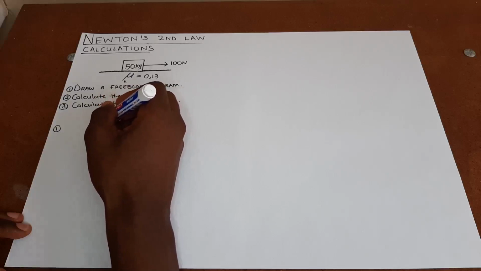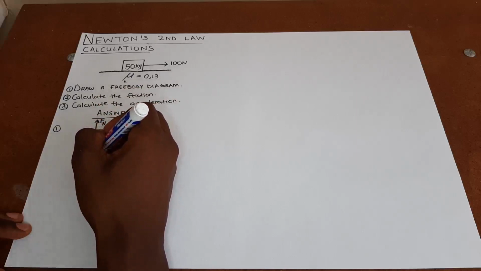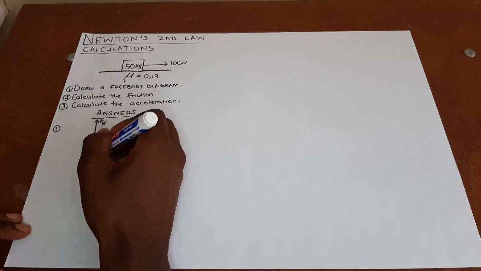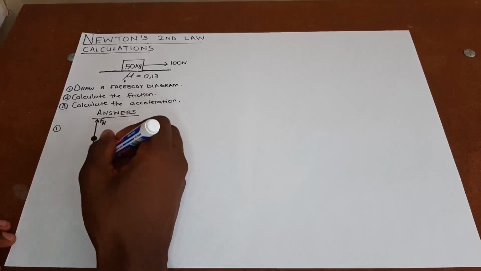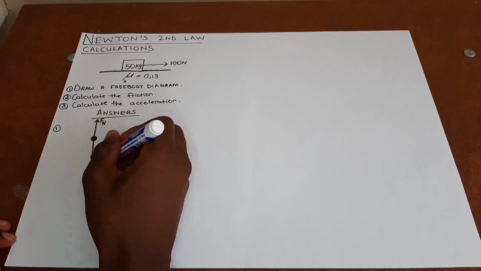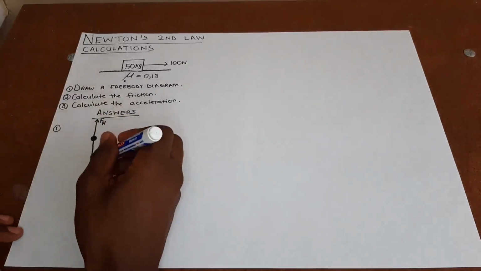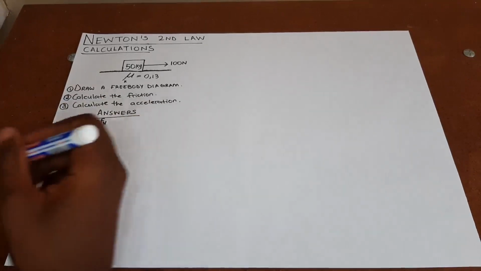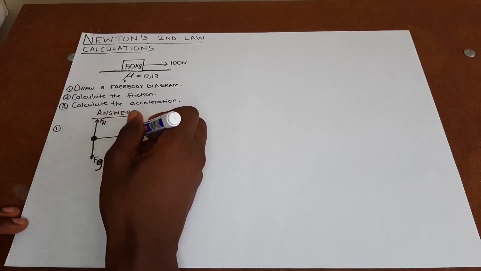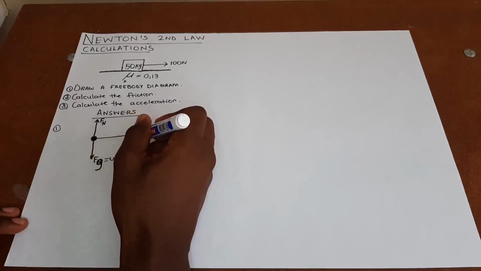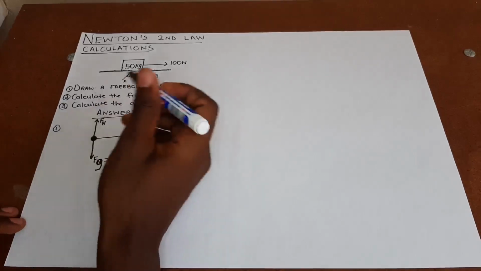This is the normal force. If there is a normal force, there is also the gravitational force, and the magnitudes of the gravitational force and the normal force are equal. This is our gravitational force. So we have the applied force. This is the force applied.